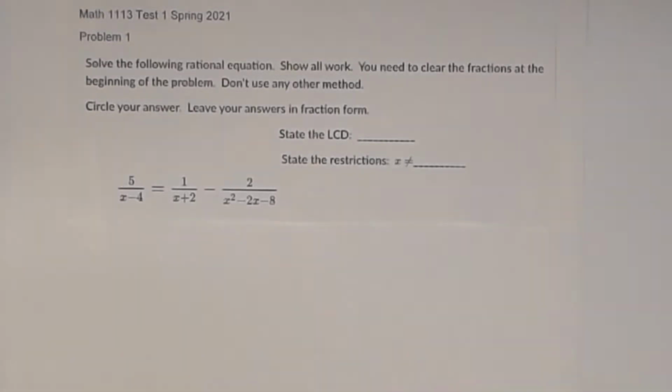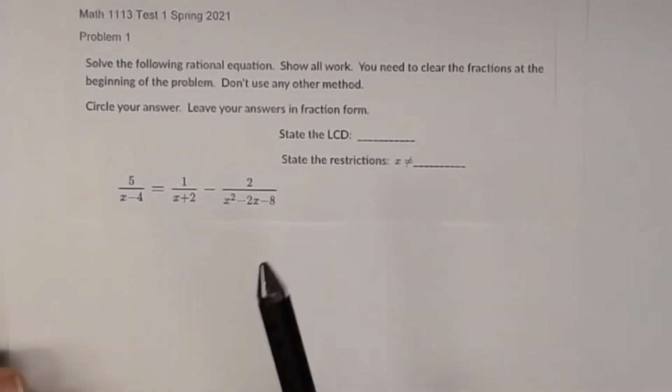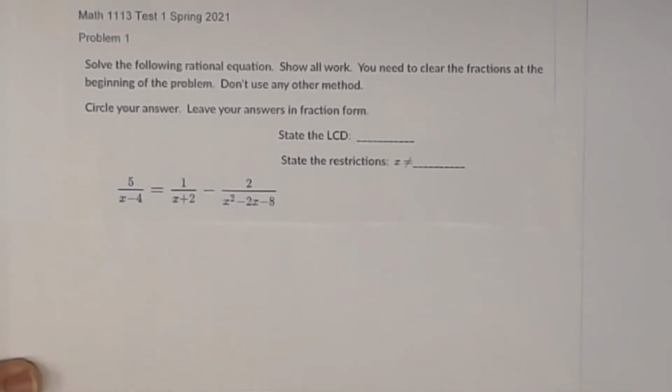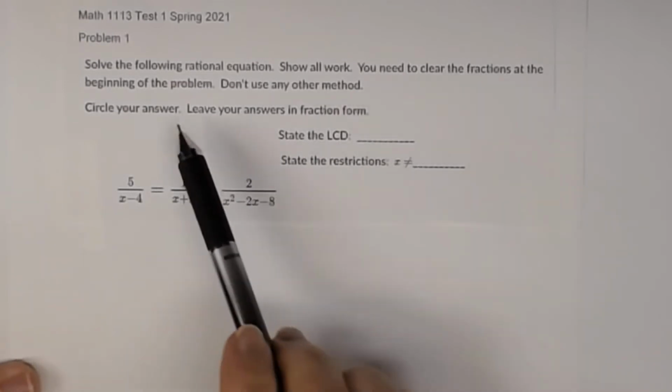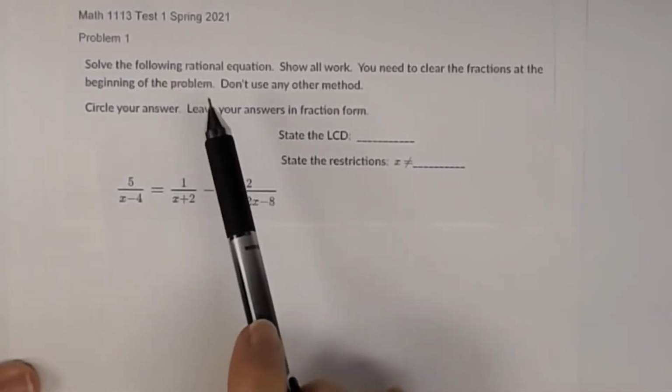All right, this is the key to test one. So in problem one, it says solve the following rational equation, and then it says show all work. You need to clear the fractions at the beginning of the problem. So that's the way I wanted you to do it.